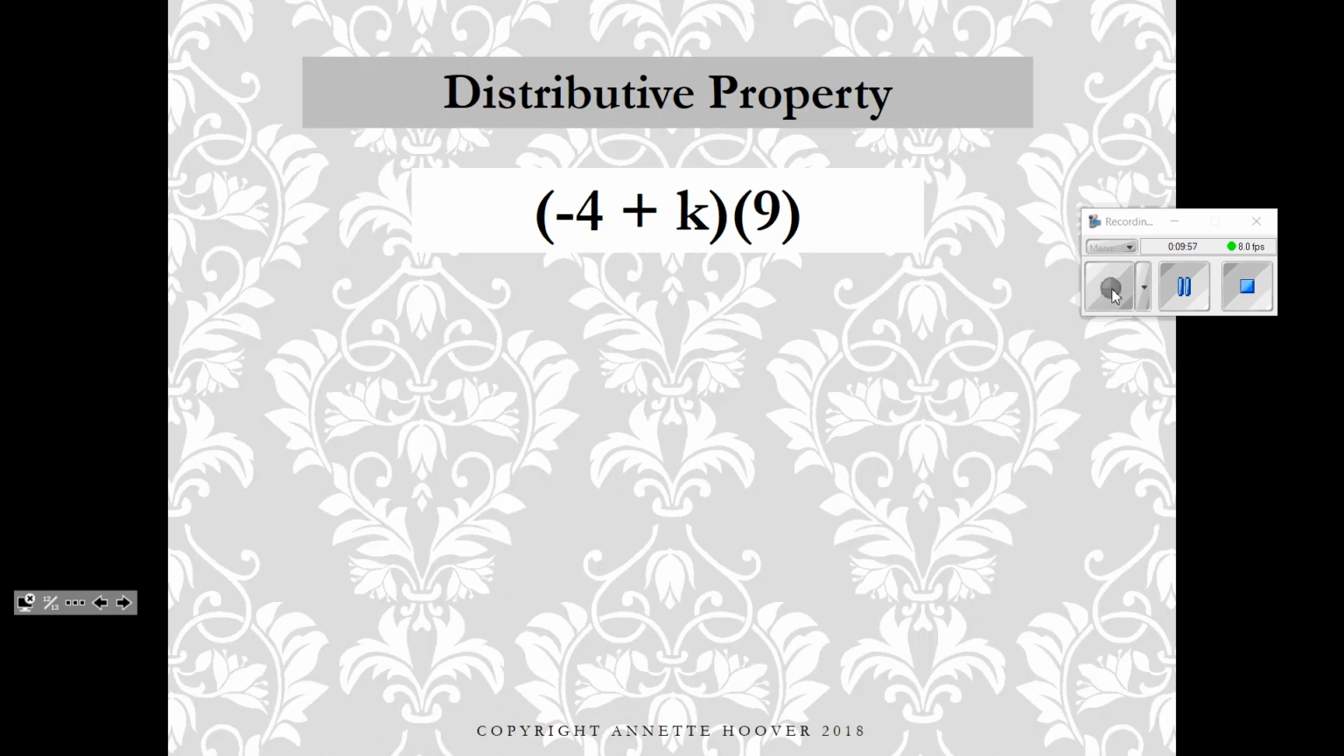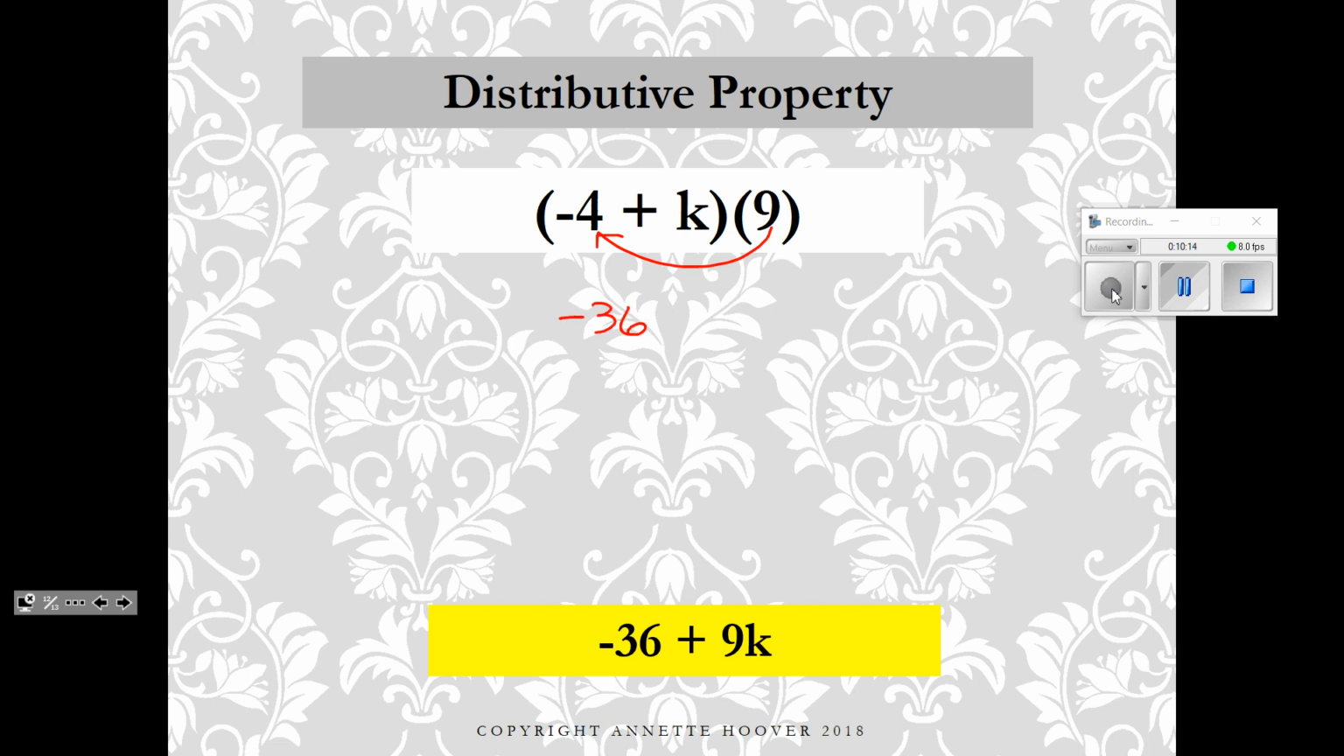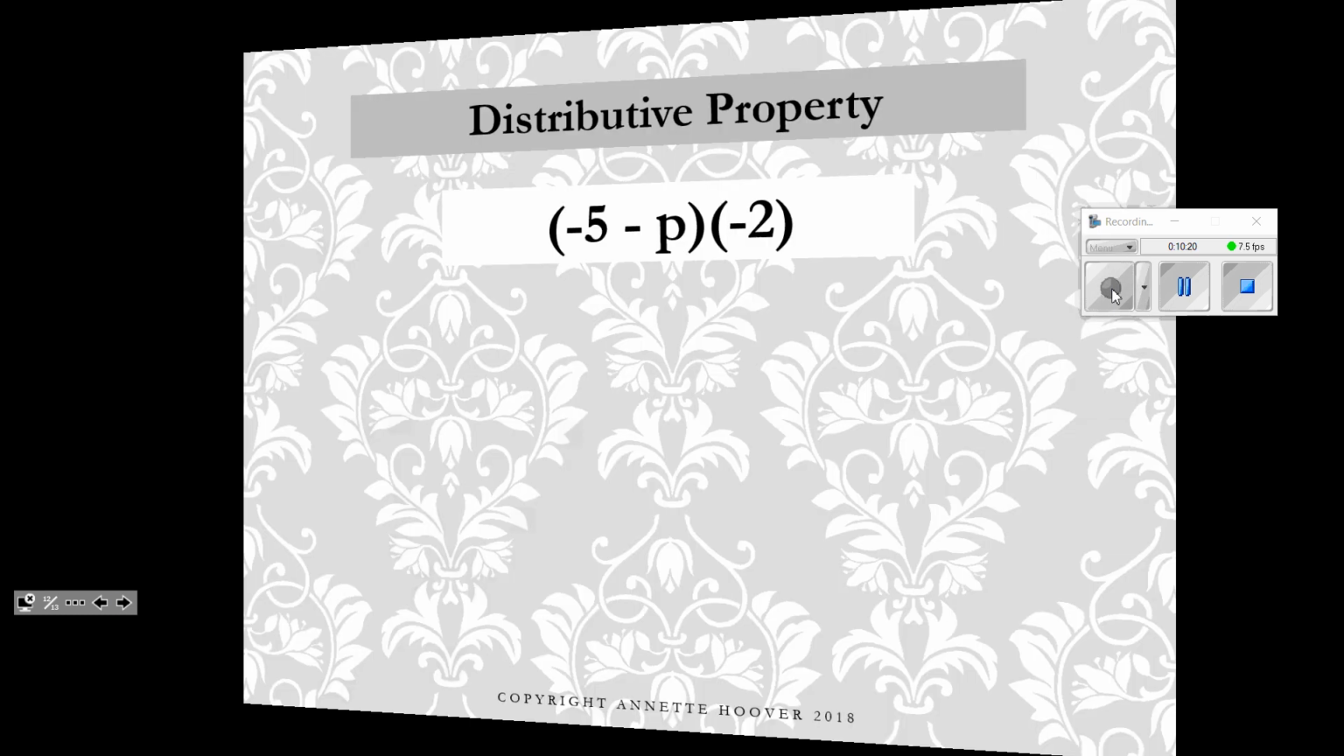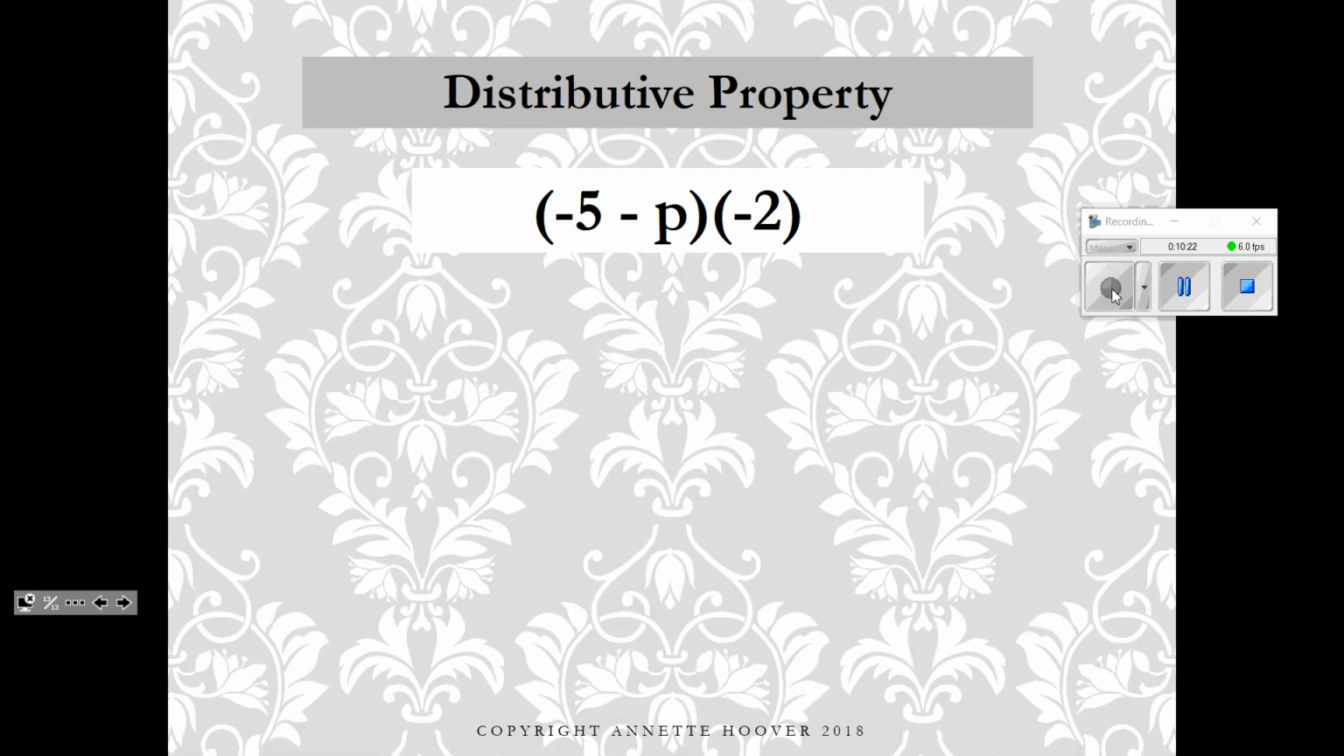Try this one. Again, the 9 is at the end, but you're still going to be multiplying it times each term inside the parentheses. Did you get negative 36 plus 9k? 9 times negative 4 is negative 36. 9 times k is plus 9k. Try this one.